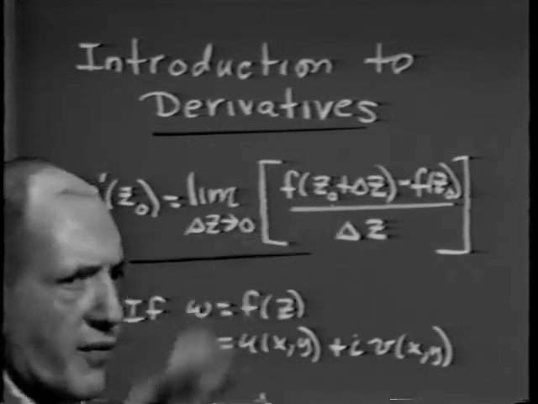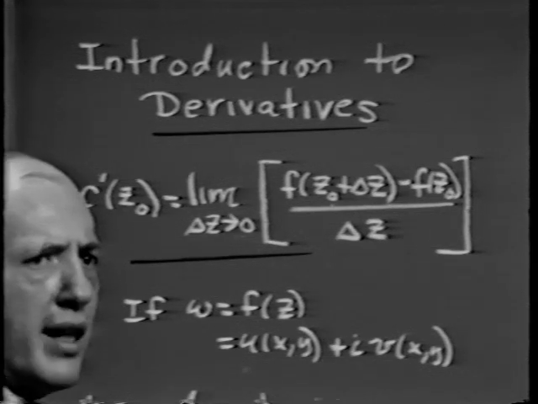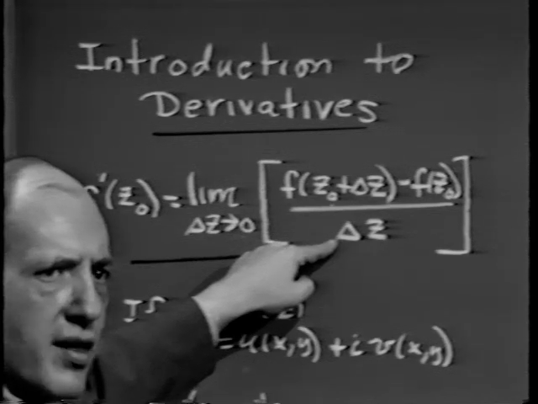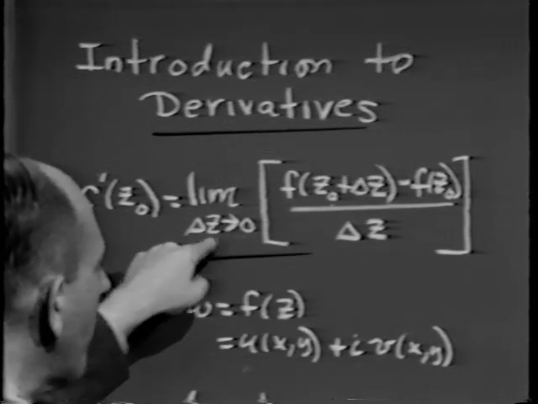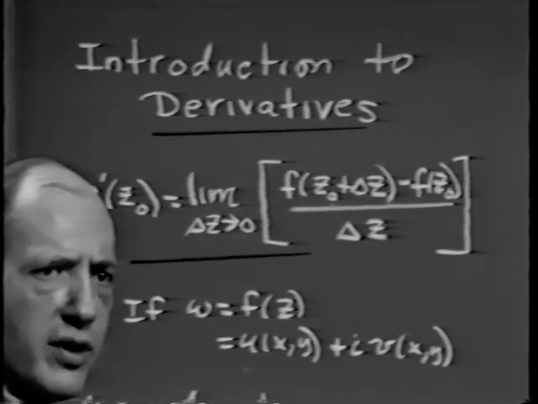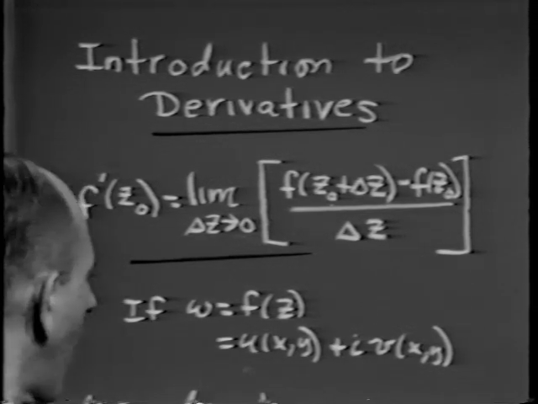This says what? That delta z gets arbitrarily close to 0, but is never equal to 0. Consequently, this is the quotient of two complex numbers. The denominator is not 0. Consequently, as we saw in the last lecture, this is again a complex number, and this makes sense to compute this limit. And we'll actually do this in a problem before we're through today, and we'll also have a lot of homework problems on this.